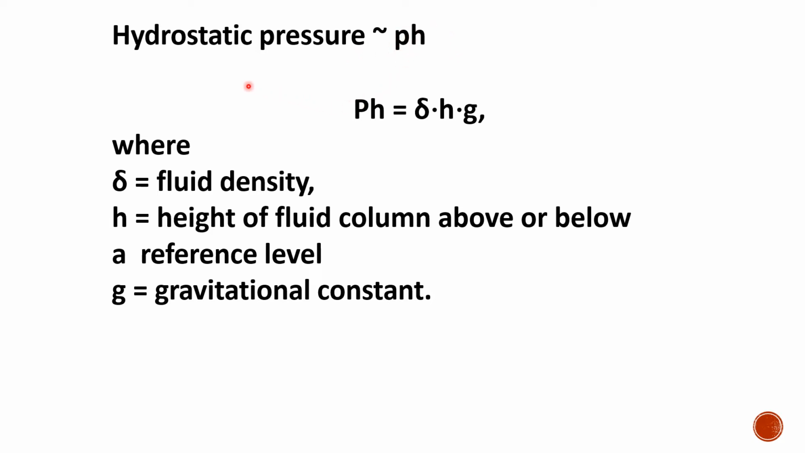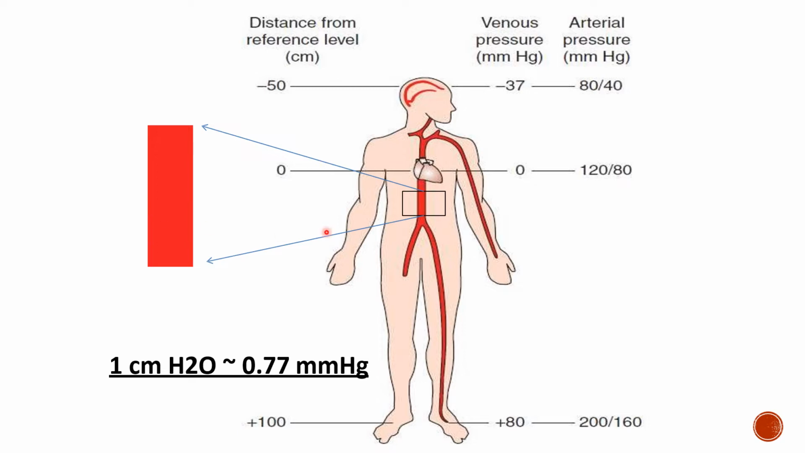So what happens in a fluid-filled system when it is present vertically? Because of gravity, the fluid has weight that generates a force which is proportional to its vertical height. So P = δ × h × g, where δ represents the fluid density, h the height of the fluid column above or below a reference level, and g the gravitational constant.